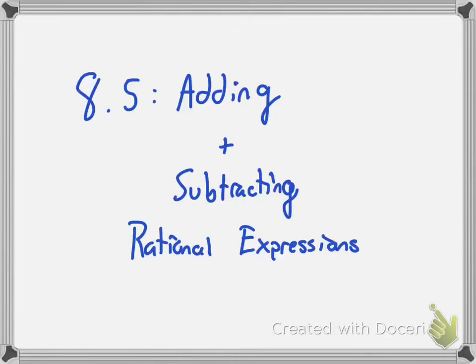In section 8.5, we're going to be adding and subtracting rational expressions. This section can get a little bit more tedious in the sense that adding and subtracting fractions can take a little bit more time than just multiplying them because you need to find a least common denominator. And a way that we do that is by understanding an LCM, or a least common multiple.